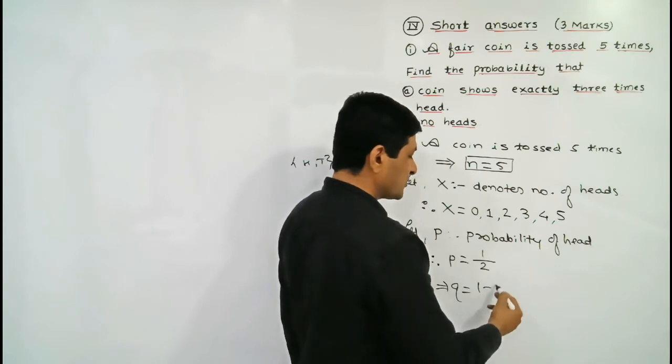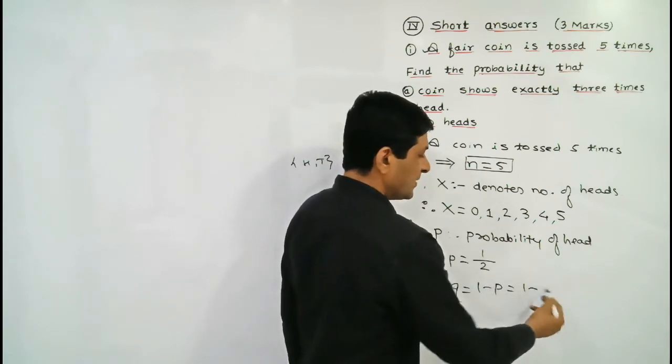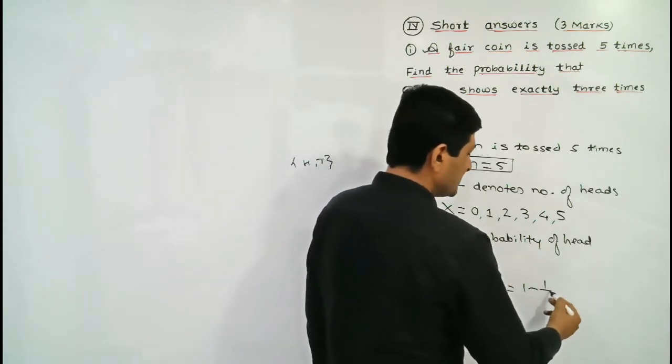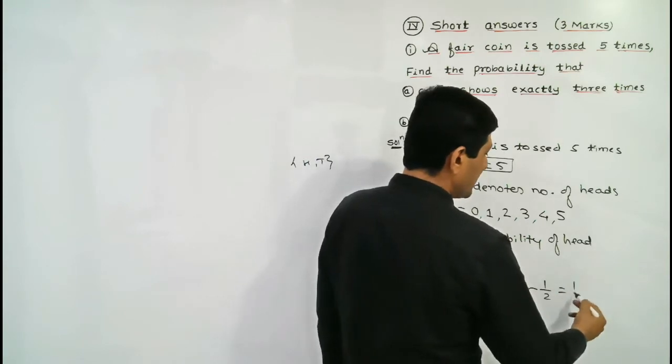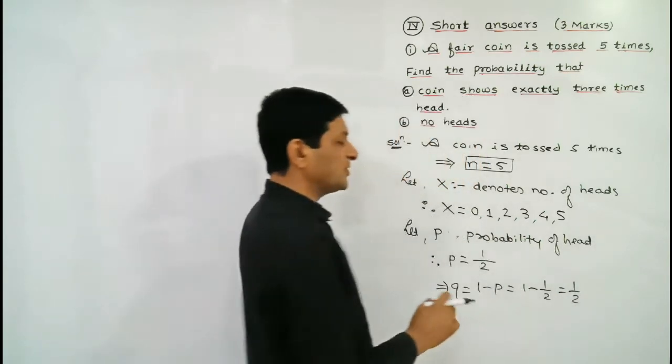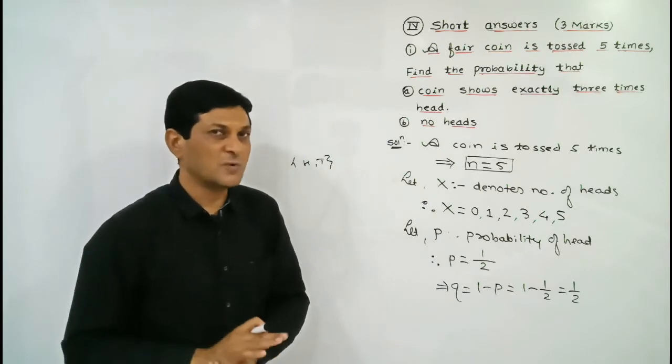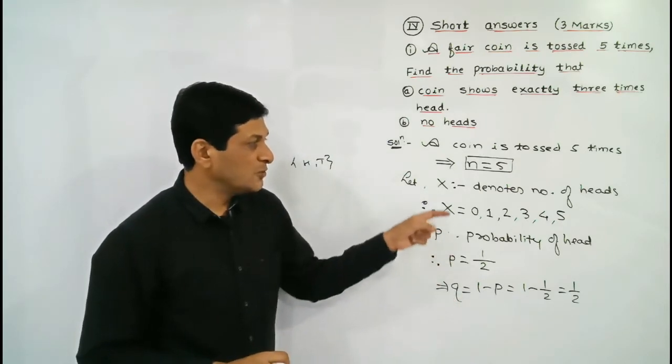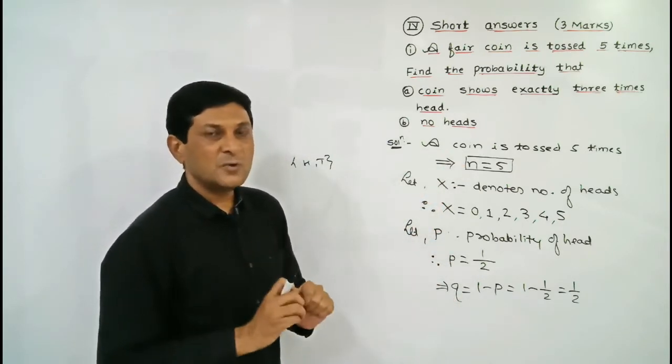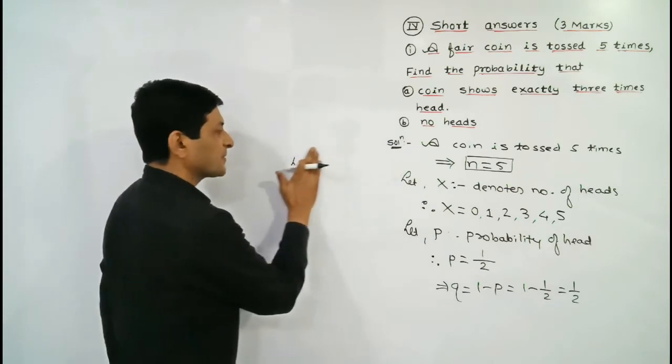Q will be equal to 1 minus p. Just now we have got the value of p is equal to 1 by 2. So 1 minus 1 by 2 will be equal to 1 by 2, which means the value of q is also known to us. Q will be equal to 1 by 2.